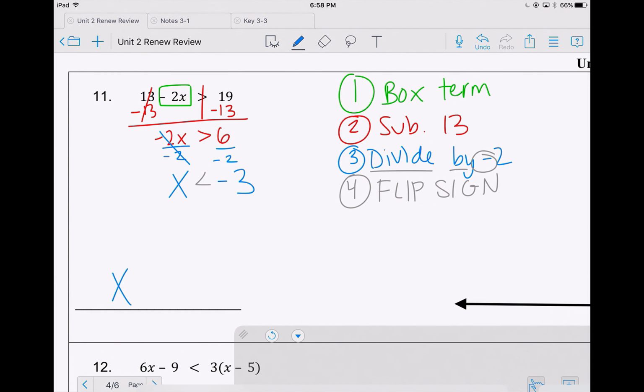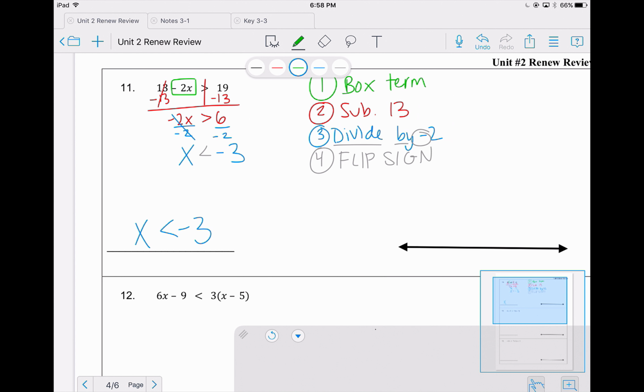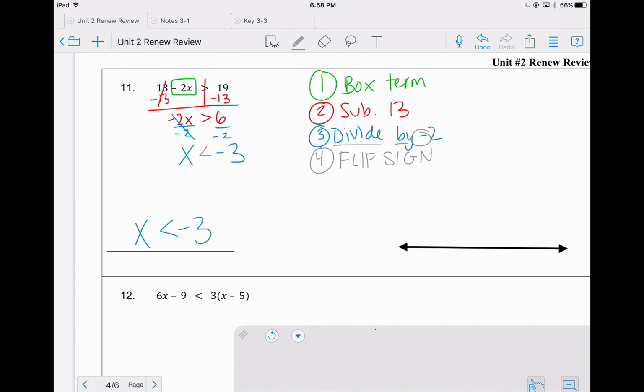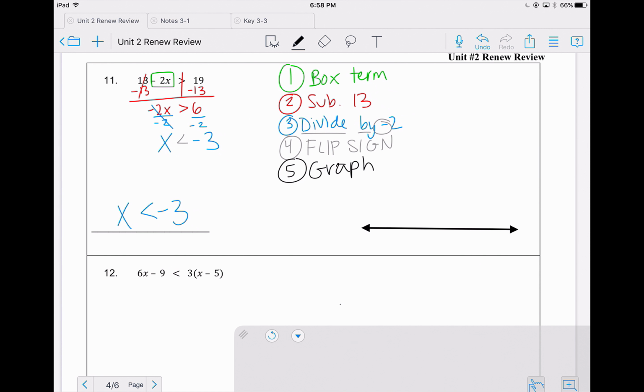So that's what I need to write here. Remember, you do have to write out your solution as well as graph it. Because my letter is on the left side, I can graph very easily. So 0 is in the middle, -3 would be on the left side. x is everything less than -3. I have an empty bubble because there's no line under the inequality, and less than goes to the left.